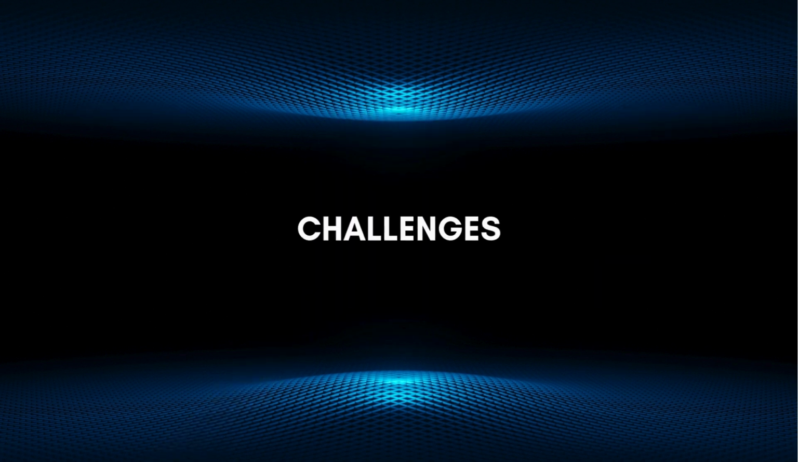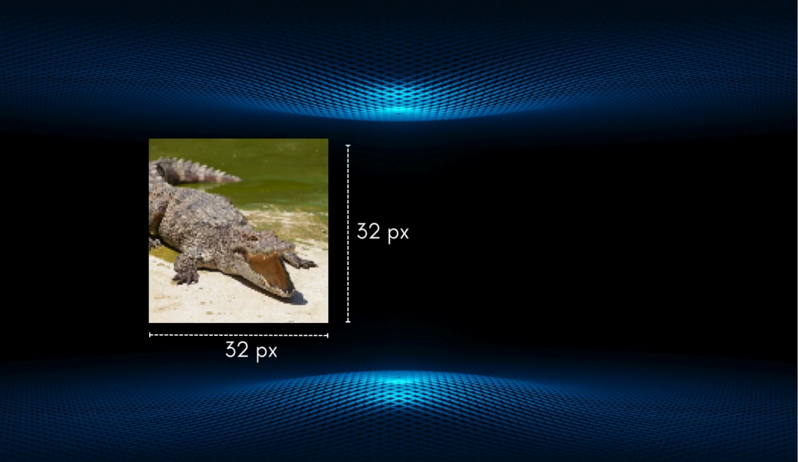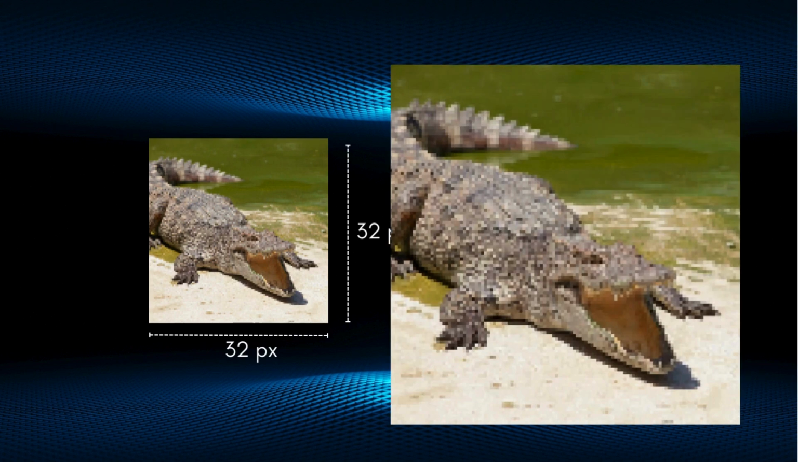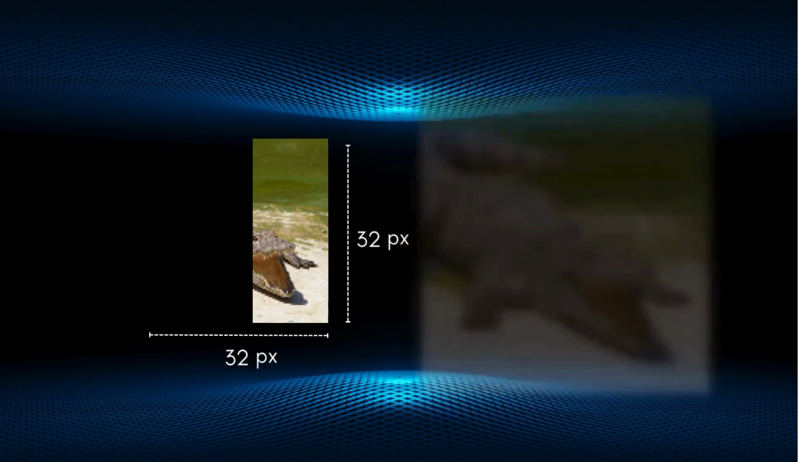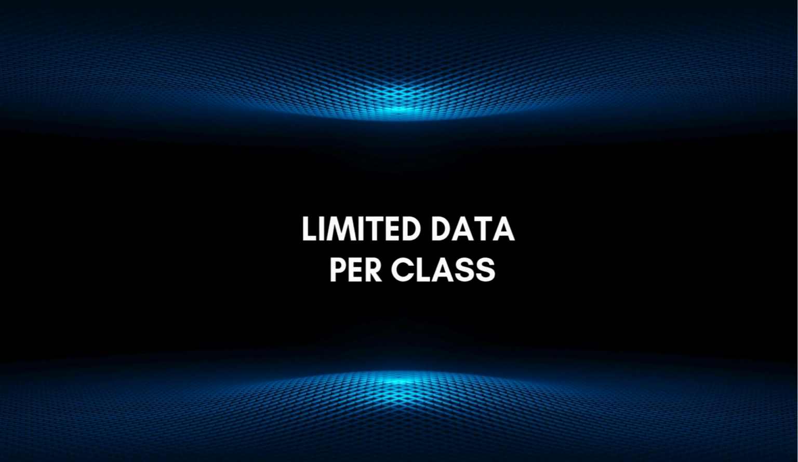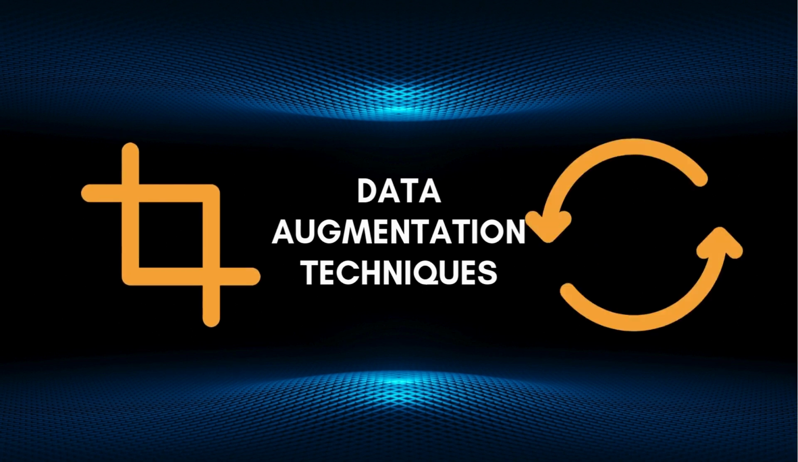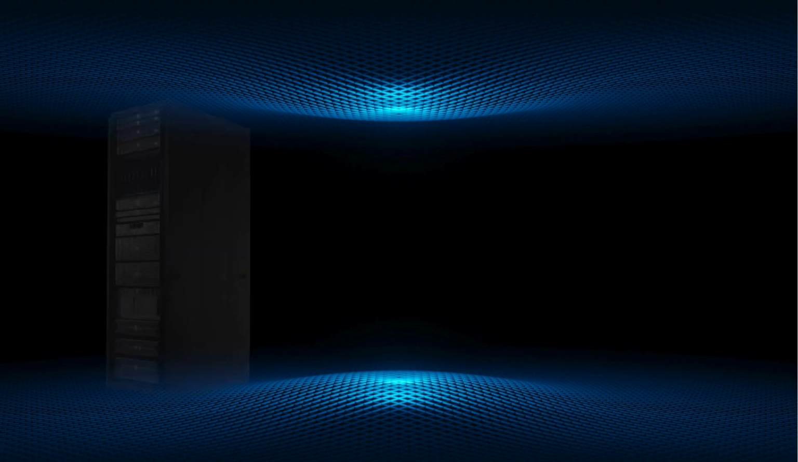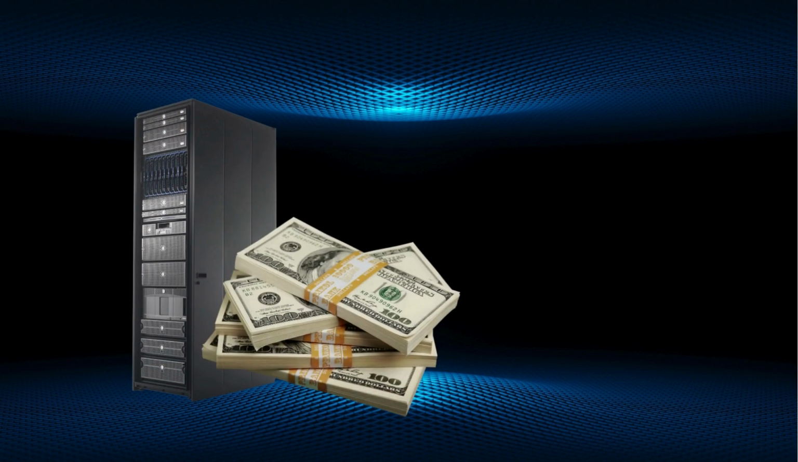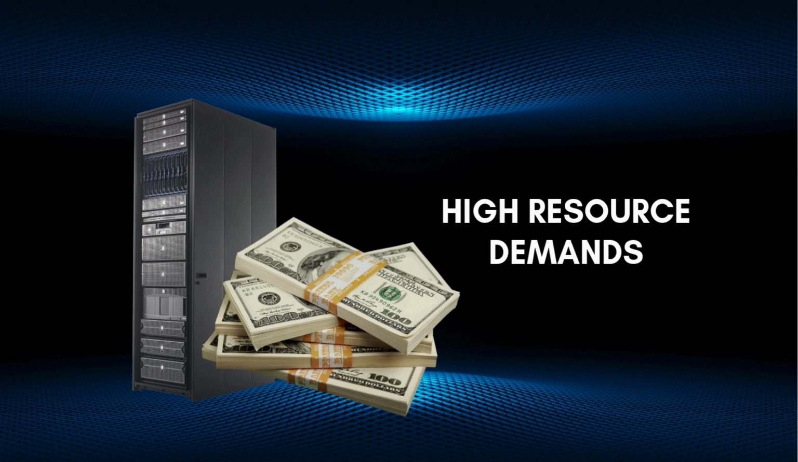But there are some challenges when applying ViTs to CIFAR-100. 1. Low resolution. The 32 by 32 size limits the amount of detailed information available, leading to potential underperformance compared to higher resolution datasets. 2. Limited data per class. With only 600 images per class, overfitting becomes a risk. Data augmentation techniques like random cropping and flipping are crucial. 3. Computational cost. Despite the dataset's small size, the transformer-based architecture can be resource-intensive during training.